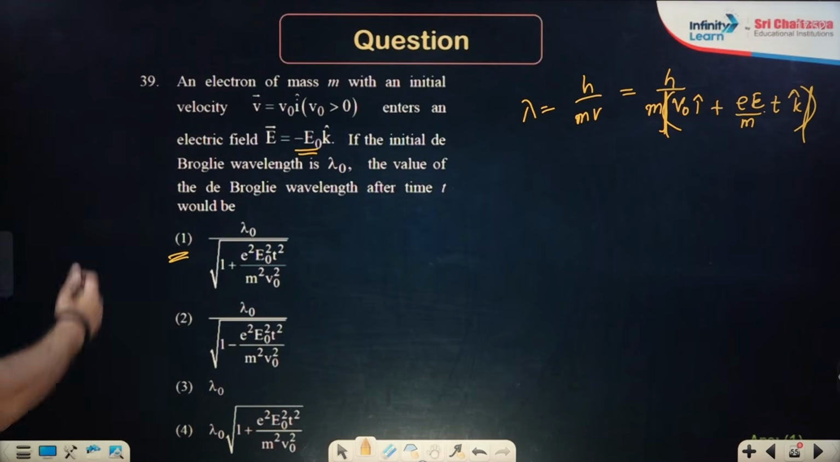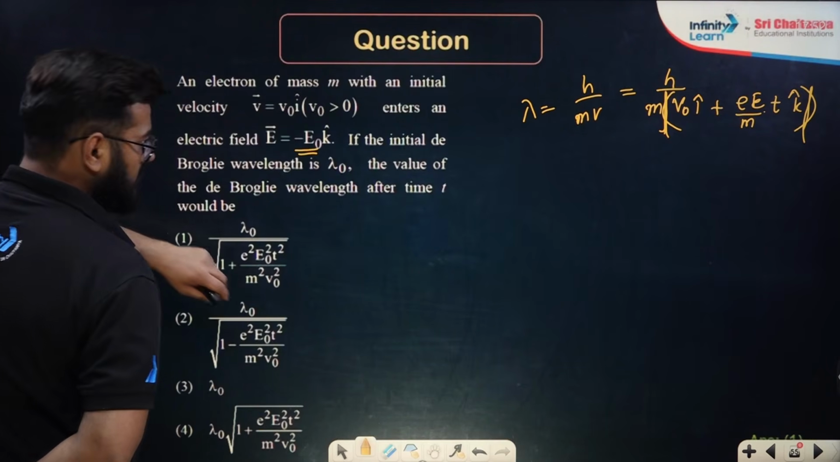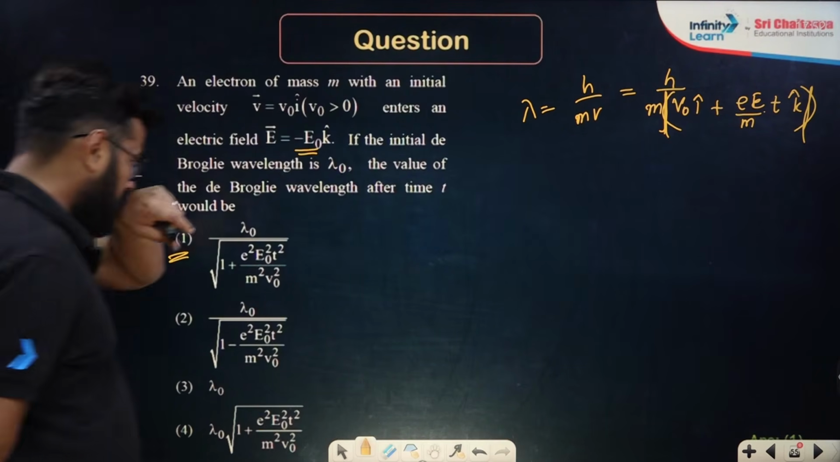If I am not wrong, m will get multiplied. Sorry, v naught will be taken common. So h upon m v naught will be the initial wavelength, lambda naught, and the rest of the things are exactly matching. Absolutely correct.